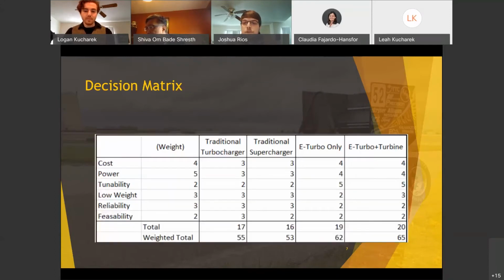To begin our project, we took a look at what we thought were important aspects of the design and what would be most beneficial to the team. We focused on 4 different forced induction setups: a traditional turbocharger, a traditional supercharger, an E-turbo running exclusively off battery power, and an E-turbo running off of electricity harvested from exhaust gases by a turbine.